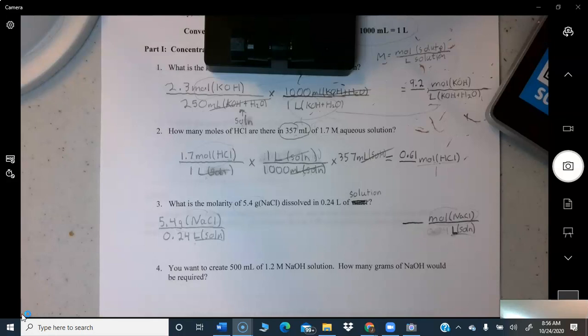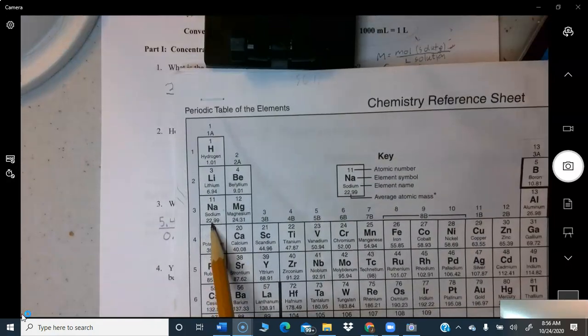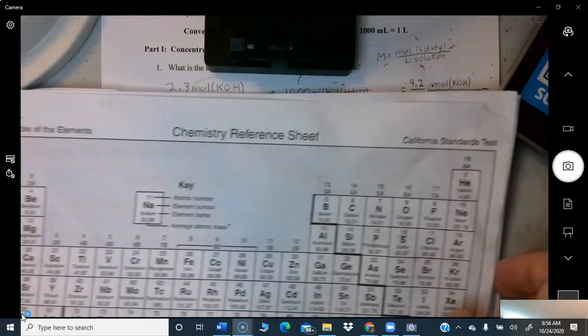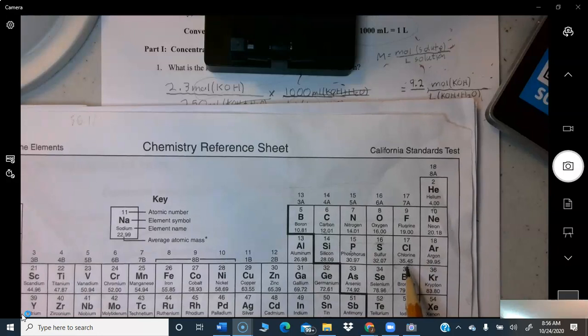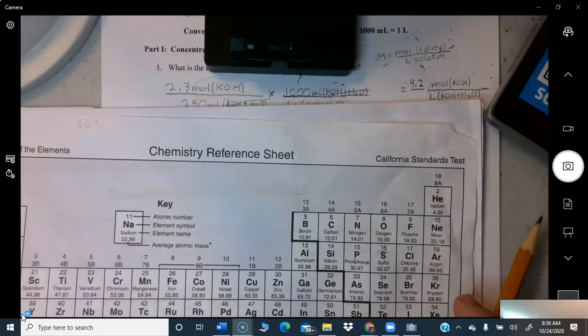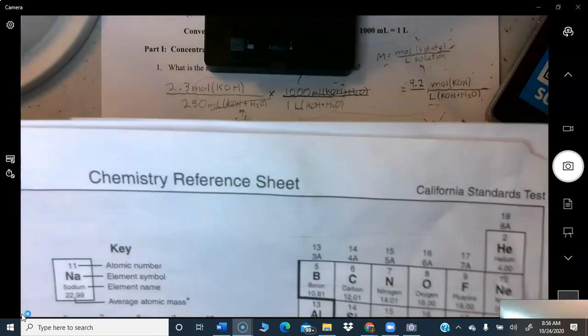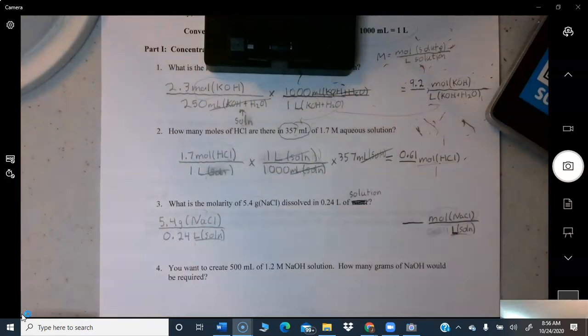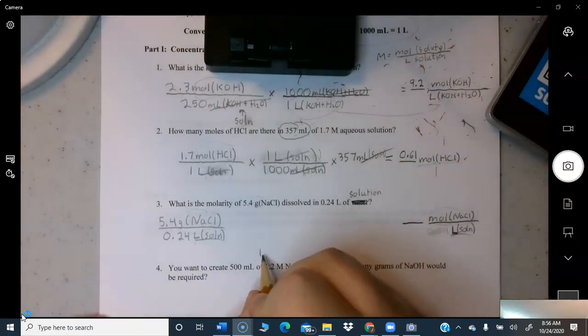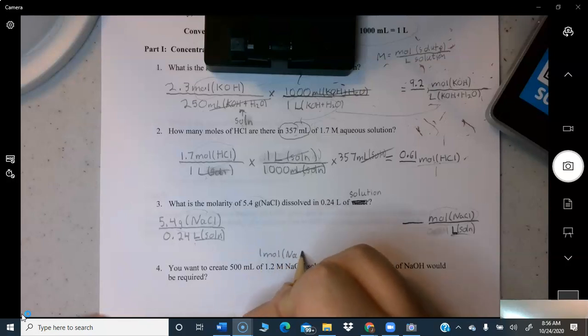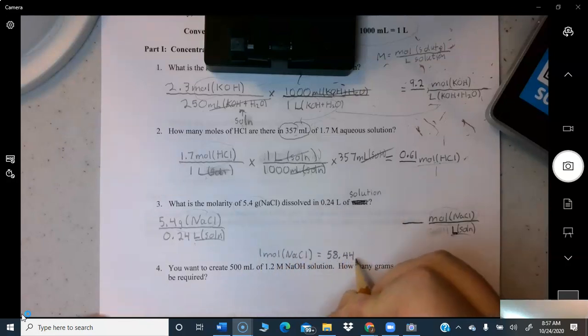So we can kind of sneak that down on the side somewhere. So Na is 22.99. Chlorine is 35.45. There's one of each of those, so you add those together, and you get 58.44. So I'll write that down here. Okay, there's the molar mass conversion.